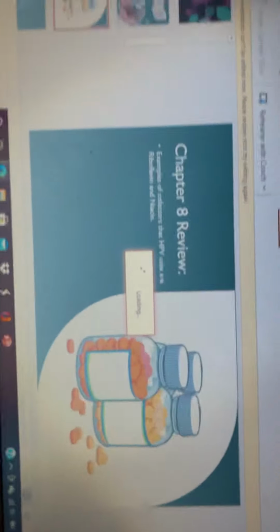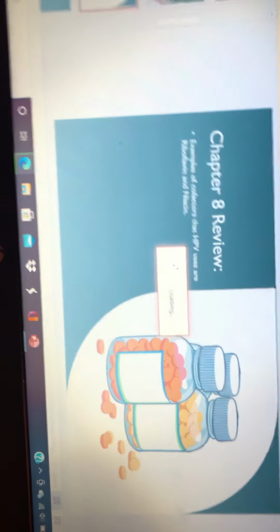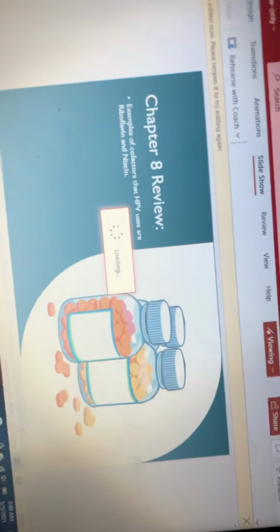Anyways, chapter 8 is just talking about the cofactors that HPV uses, which is riboflavin and niacin, and it's just pill bottles to show it.